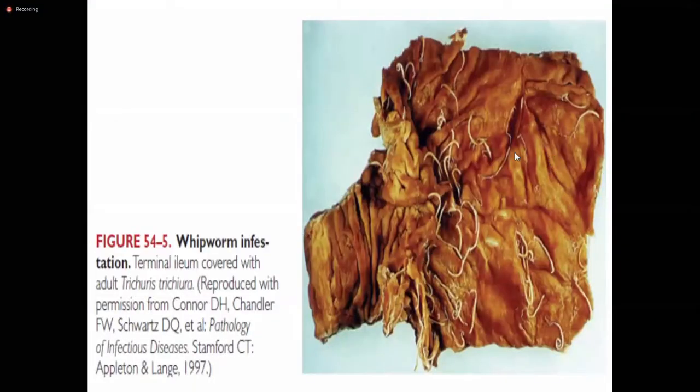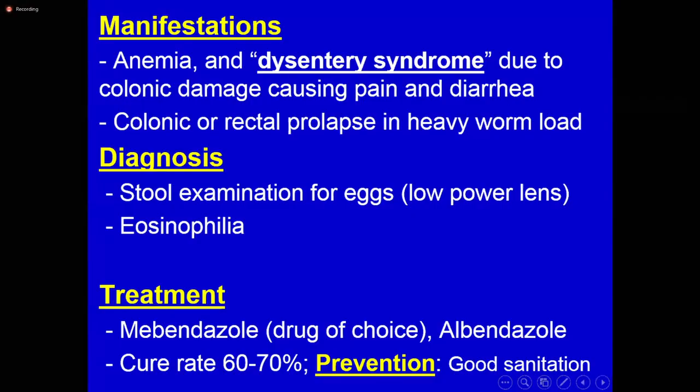You can see here the terminal ileum; sometimes worms escape from the cecum to the ileum. This is the whipworm, Trichuris trichiura. Manifestations: we said there will be anemia and dysentery syndrome. Why dysentery? Ulcers due to colonic damage can cause pain and diarrhea. So Trichuris trichiura can cause dysentery syndrome. Because the patient has diarrhea, sometimes you can get rectal prolapse, that is to say, protrusion of the rectum through the anus.